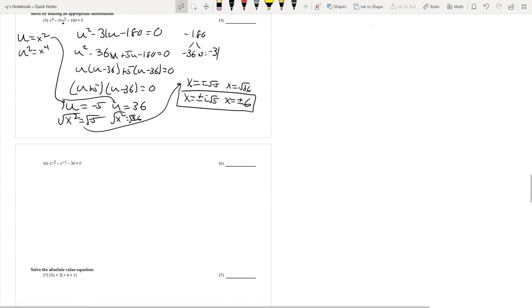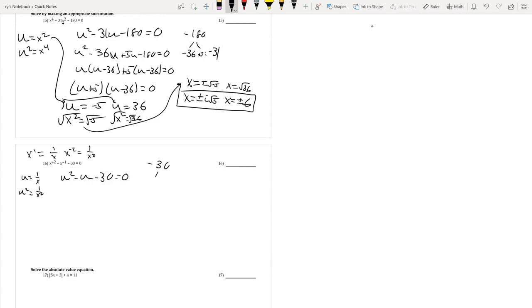All right, number 16, very similar. We just have a different substitution. Whenever you have a negative power, so in this case, x to the negative 1, that's the same as 1 over x. So same with x to the negative 2 is equal to 1 over x squared. So that's how I'm going to substitute them. It'll just make it easier when I'm solving for x later. So I'll say u is equal to 1 over x. U squared is equal to 1 over x squared. So u squared minus u minus 30.